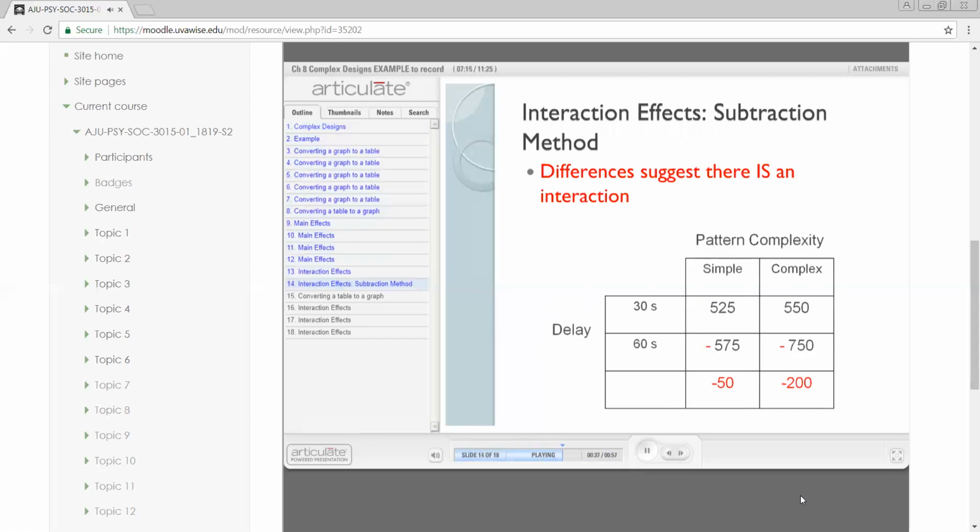That's a pretty big difference. It's telling us that the effects of delay are not the same at the two levels of pattern complexity. So the fact that these two numbers we got during our subtraction method are not the same suggests that we do have an interaction. Now, in order to really interpret this interaction, we have to go back to our graph.